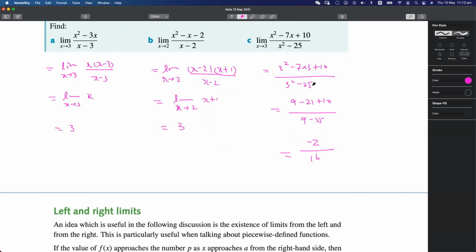9 minus 21. Oh, minus 16. No wonder. Yeah, it's one, not bad.